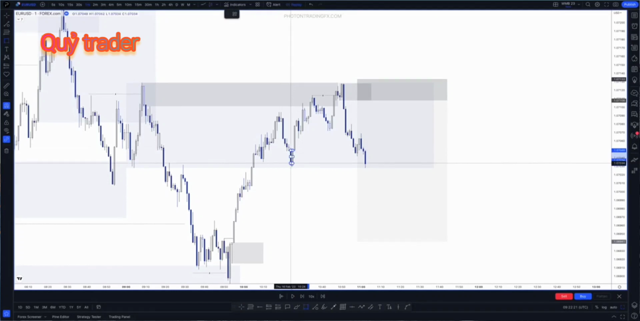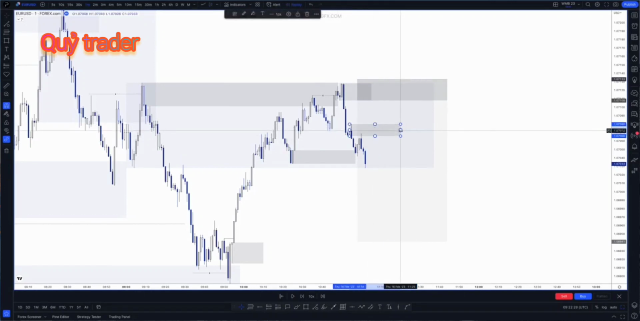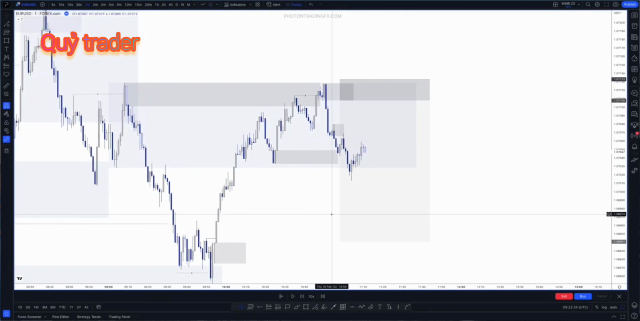So you've essentially got potentially an aggressive continuation there, right? You've got a mitigation and you've got the flip, but the flip didn't sweep any liquidity. So I personally wouldn't be too interested in that. I'll be looking at this. Price comes in, mitigates that.